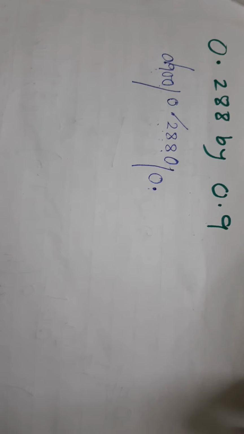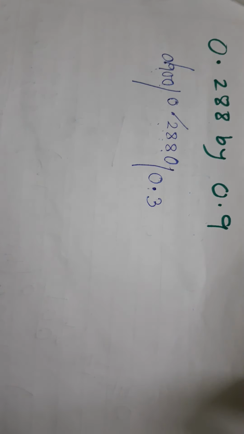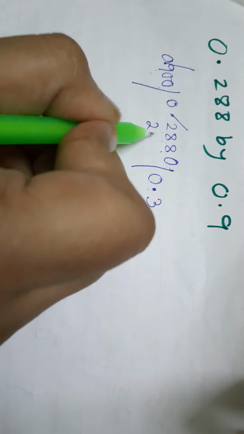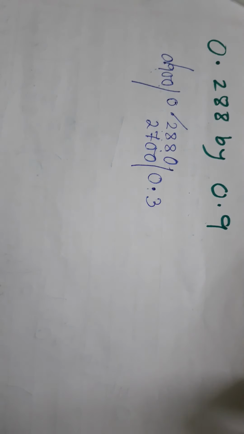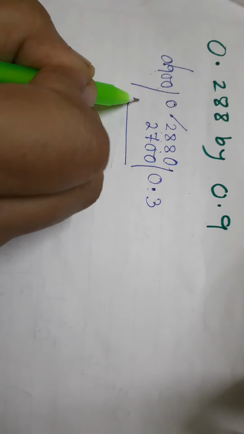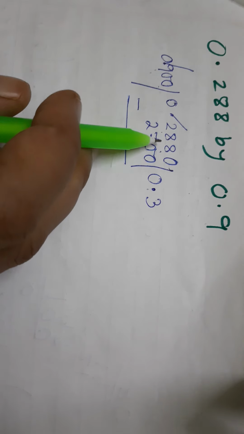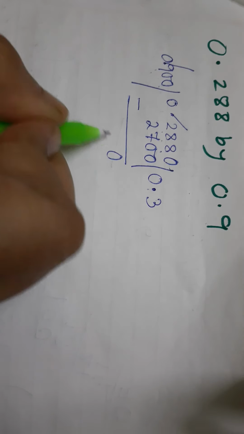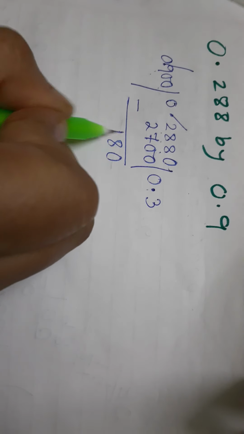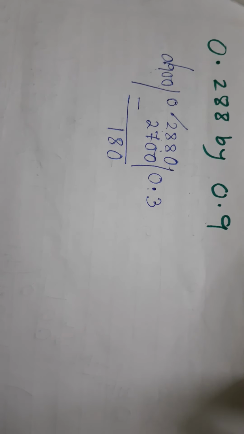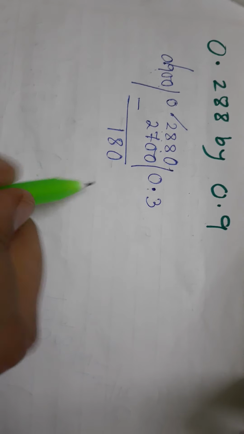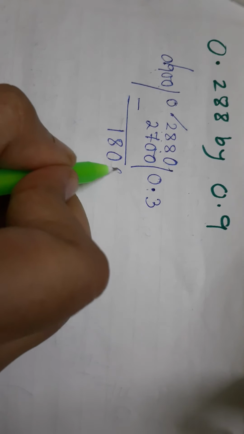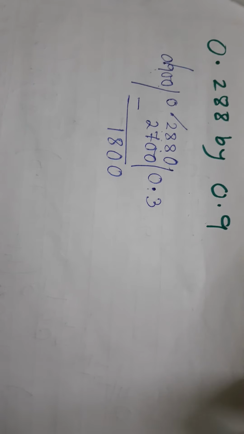So how many times will 900 go? This 900 will go 3 times. So 9 threes are 27, so we will get 2700. Now, students, we will subtract this from 2880. We are subtracting 2700 and we are getting 0, 8 and 1, 180. Now already one decimal point is there, so due to this decimal point, we can add one more zero over here.